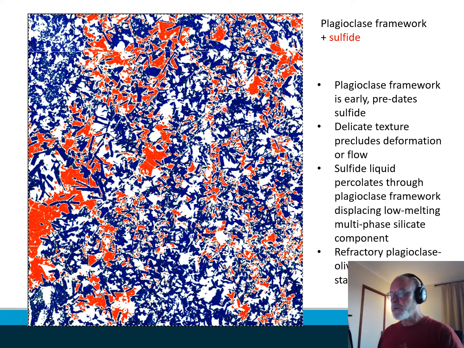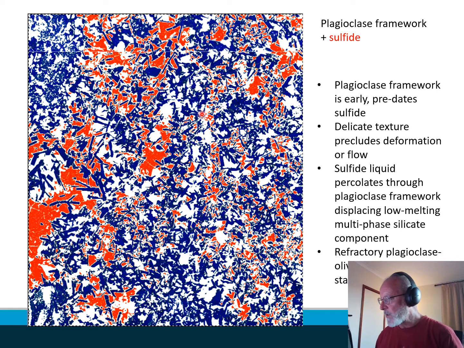So what that tells you is that this plagioclase framework is actually early, and it predates the presence of sulfide in the rock. This very delicate texture tells you that it can't have formed by flowage of some sort of slurry or crystal mush, because you've got these beautifully delicate interconnected 3D framework of plagioclase grains. So what must have happened is the sulfide liquid must have percolated through this plagioclase framework, pushing out the low melting multiphase silicate component.